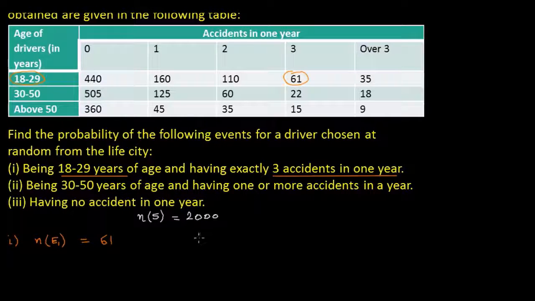Now using this, we can find the probability for this particular event. We know that the probability of any event is equal to the number of favorable outcomes over the total number of outcomes. So for P of E1, we can write n of E1 over the total number of drivers, that is n of S. So this can be written as 61 over 2,000. So that's the probability for the first event.